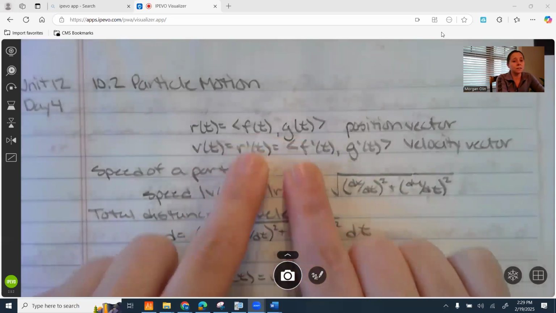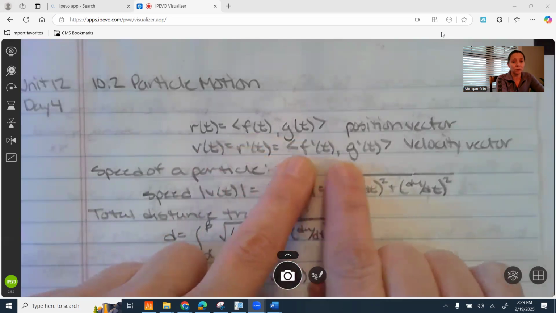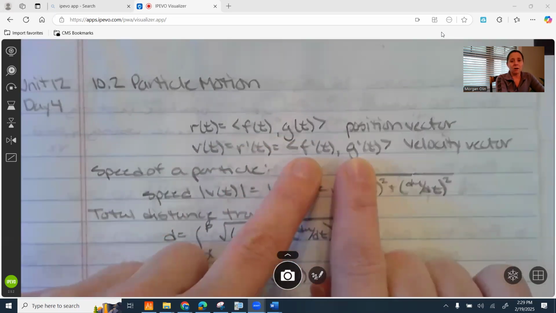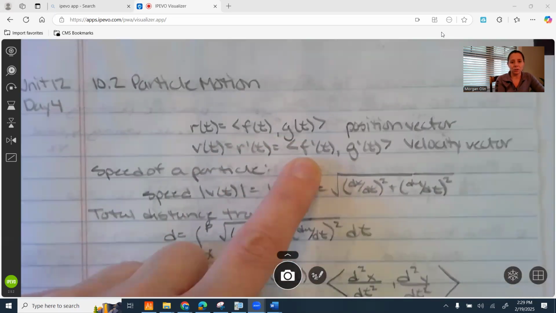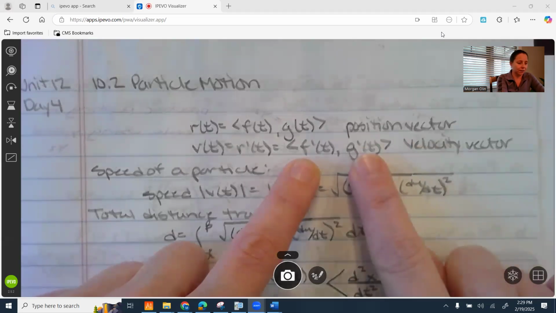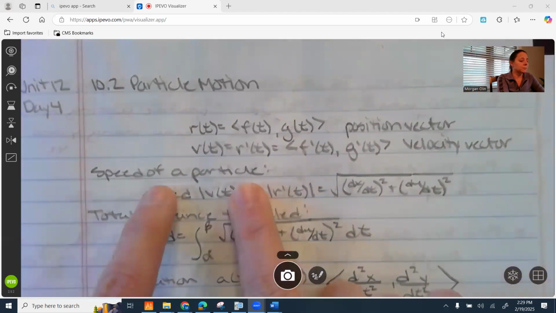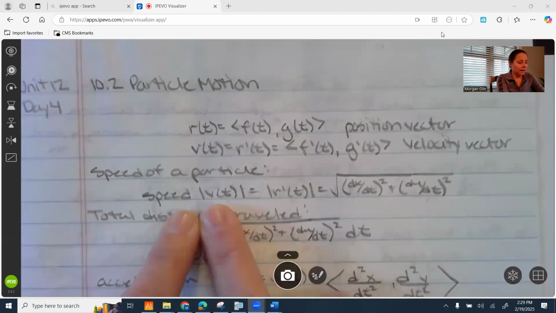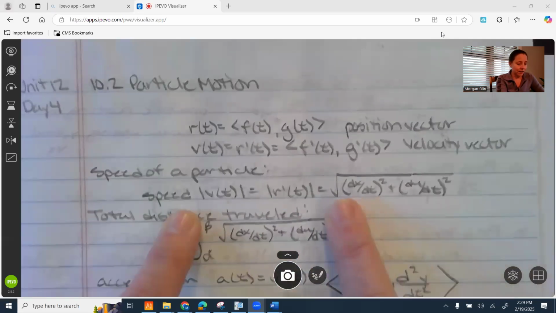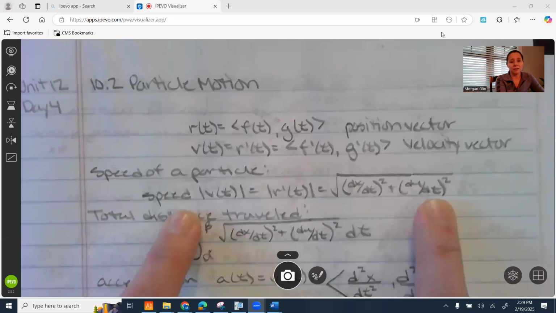If I want the velocity vector, I would take the first derivative of each one of those. Now I didn't write this down, but the acceleration vector, that would be your second derivative. If we want the speed of a particle, speed of a particle is this right here, the square root of dx/dt squared plus dy/dt squared.